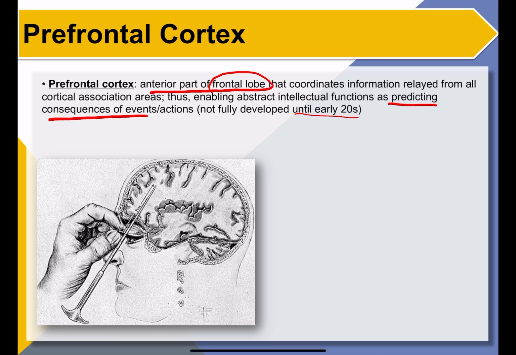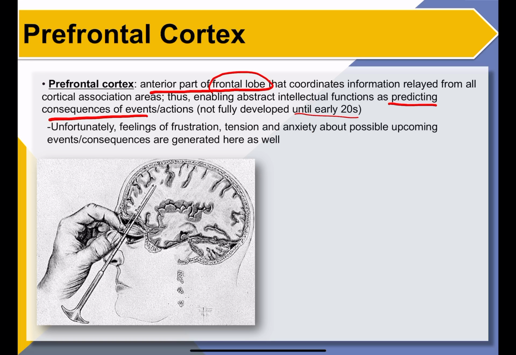And unfortunately, even though the prefrontal cortex sounds like it's a good idea, sometimes being overly worried about consequences can also produce feelings of frustration, tension, and anxiety about possible upcoming events or consequences that are just too much, too over-worried and too exaggerated. So this is the negative effect of the prefrontal cortex.